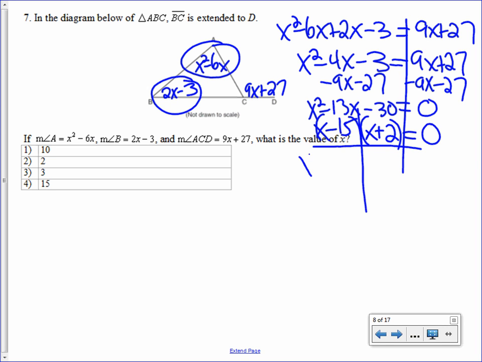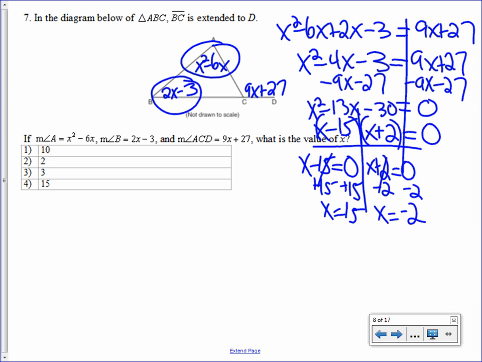Set each factor equal to 0. X minus 15 equals 0, x plus 2 equals 0. Add 15, add 15, x equals 15, minus 2, x equals negative 2. We're talking about degree measure. Degree measure can't be negative, so x must be 15. The question is asking for the value of x. Boom.